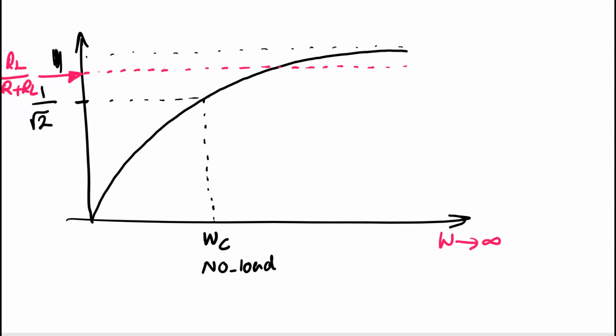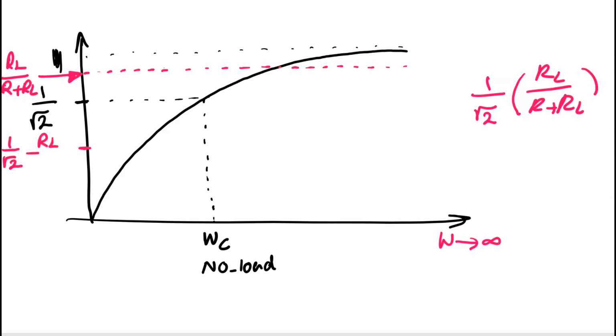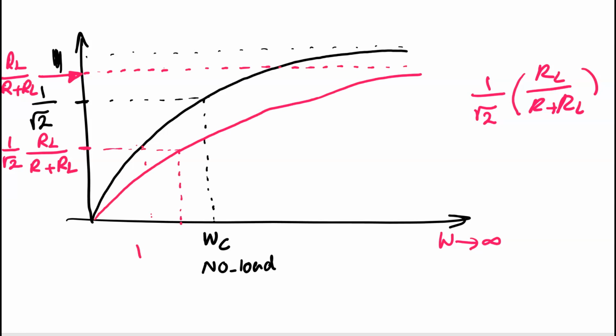And when I'm looking at the cutoff frequency, then I have to look at 1 over radical 2 multiplied by the maximum, which is RL over R plus RL. So this is going to be the gain at the cutoff frequency, which is going to be something here. So what I have is 1 over radical 2 multiplied by RL over R plus RL. So this would be my cutoff frequency for the loaded scenario.